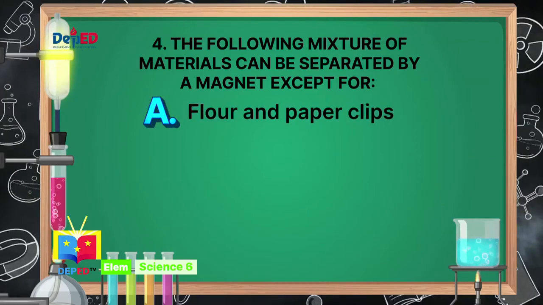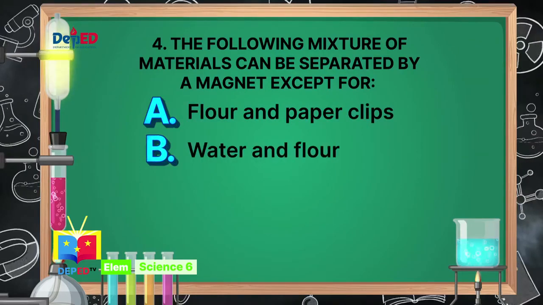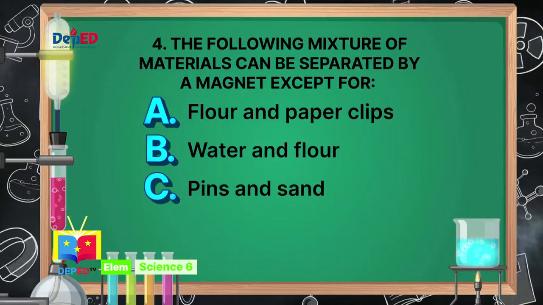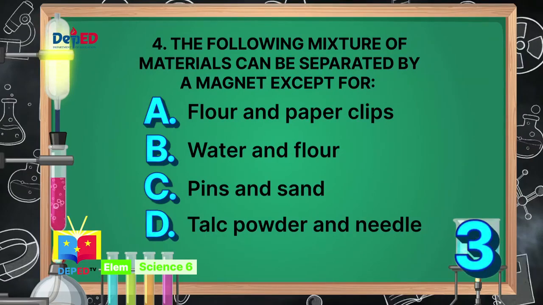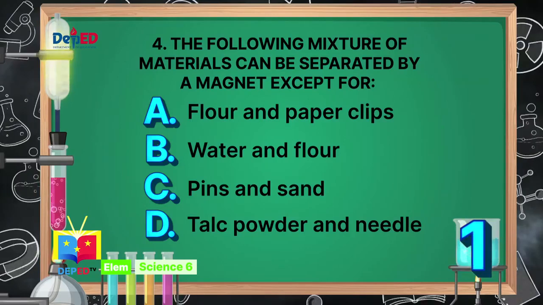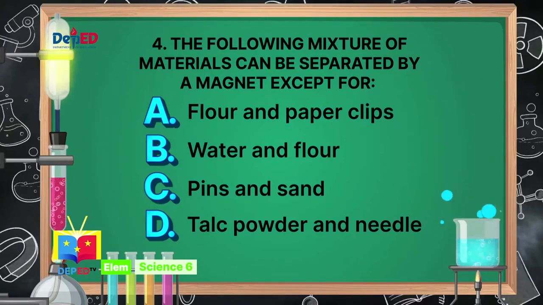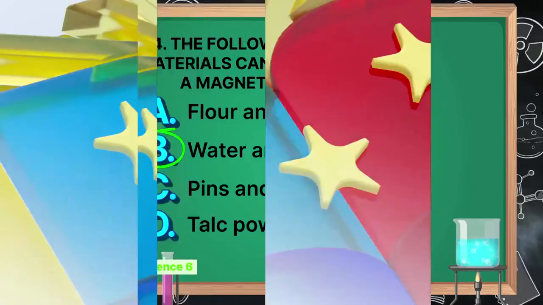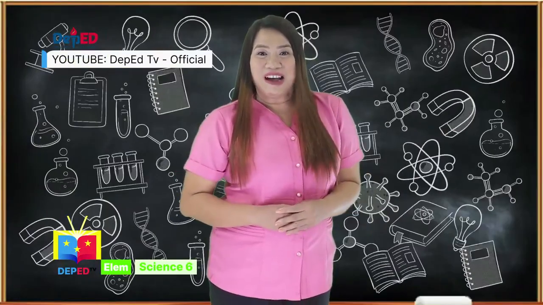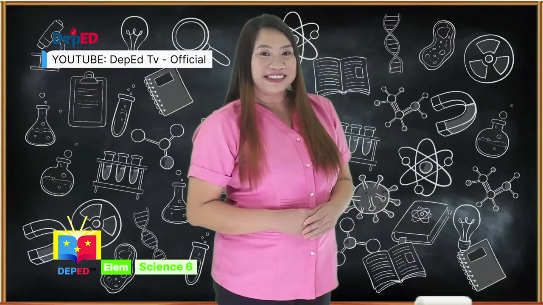Number 4. The following mixture of materials can be separated by a magnet except for A. Flour and paper clips. B. Water and flour. C. Pins and sand. D. Talc powder and needle. The correct answer is letter B. Water and flour.